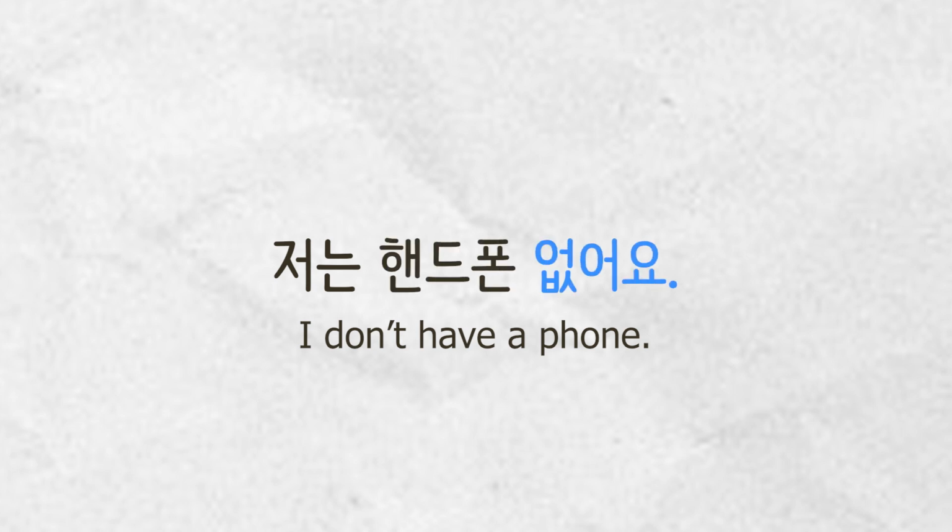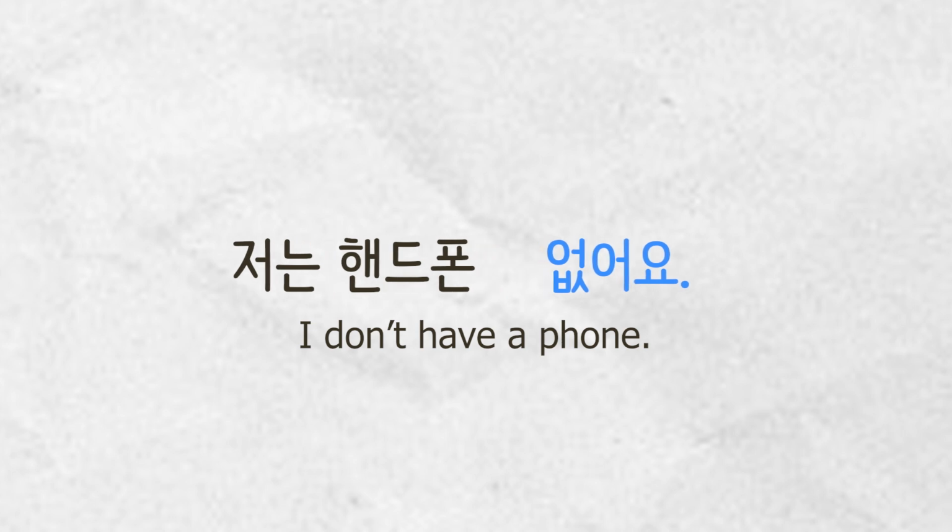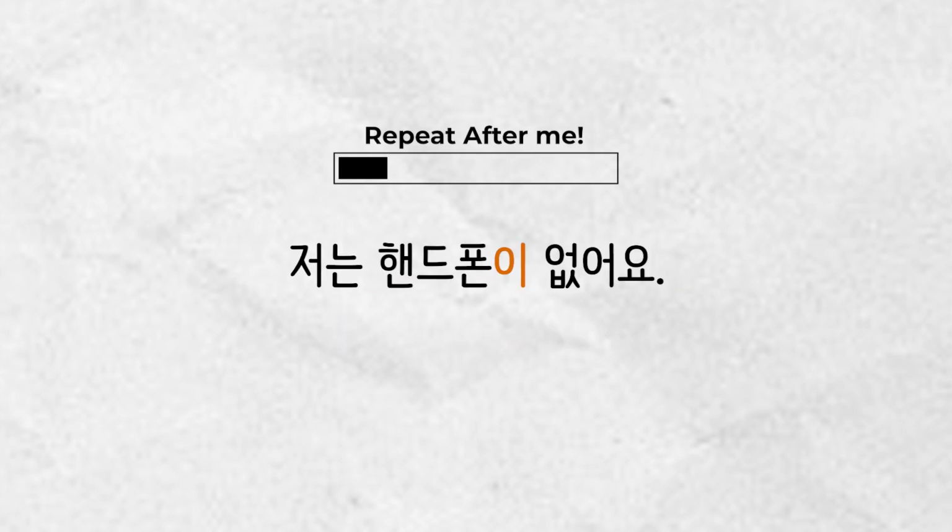So, I don't have a phone. If you want to say this, how would you say? 저는 핸드폰 없어요. Right, as I said, you can emphasize this as well. 저는 핸드폰이 없어요. Simple, right? Sometimes we can just skip the object particles in this case. However, technically it is there. And with 있어요 and 없어요, we must use 이 or 가 to emphasize the object.